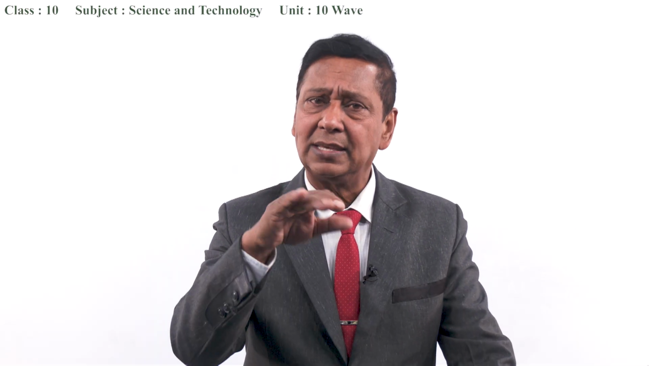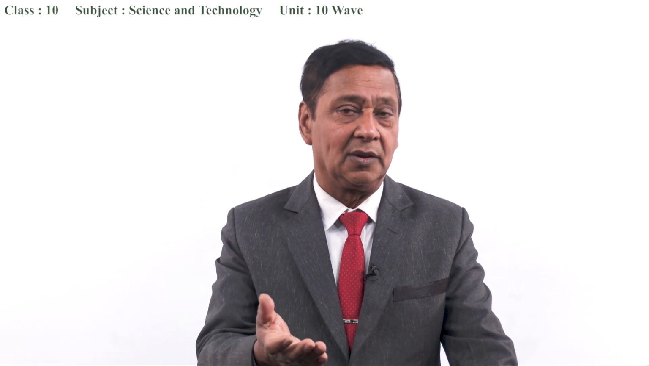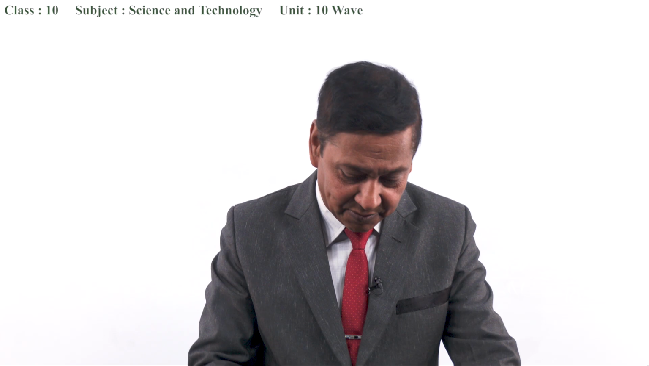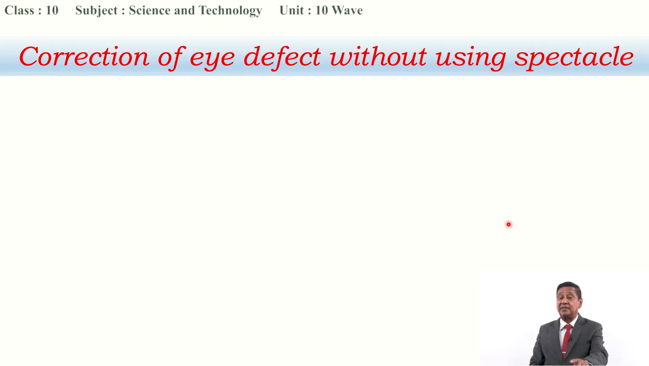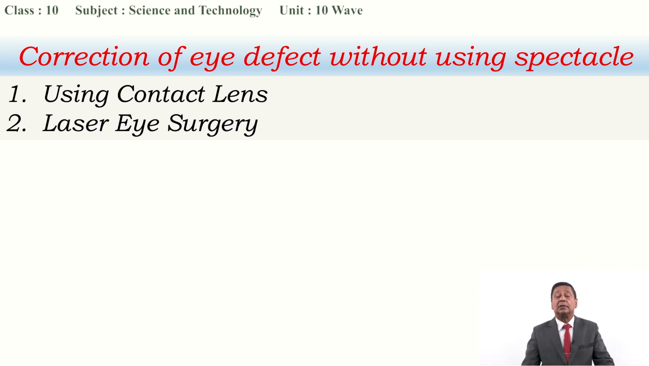But is there any other method to correct myopia and hypermetropia? What do you think? Have you heard about this? Now we are talking about the correction of eye defects without using a spectacle. Number one, using contact lens. We can solve this problem by using contact lens also. Myopia and hypermetropia can also be corrected by using laser eye surgery. Yes, there are two famous methods: using contact lens and using laser eye surgery.